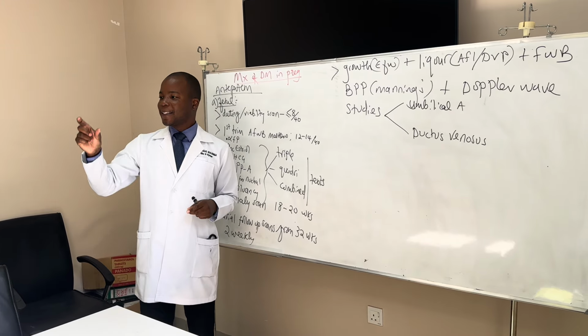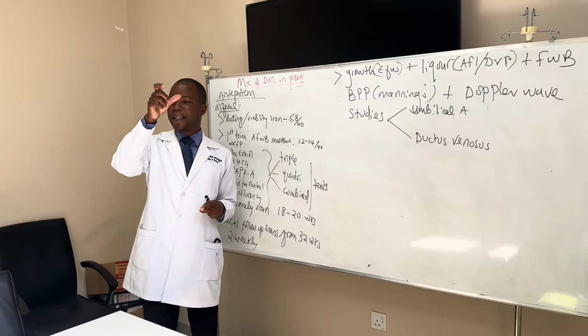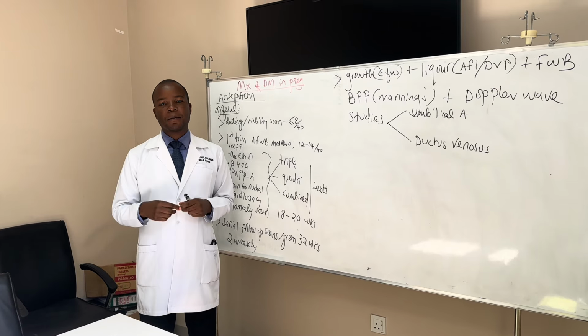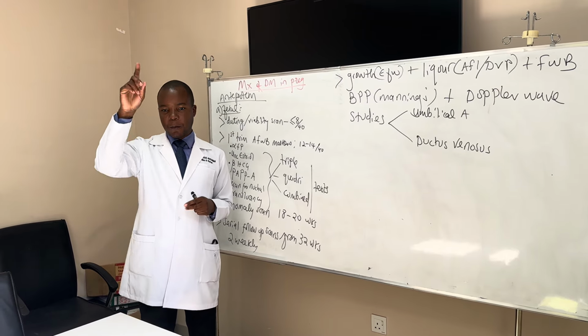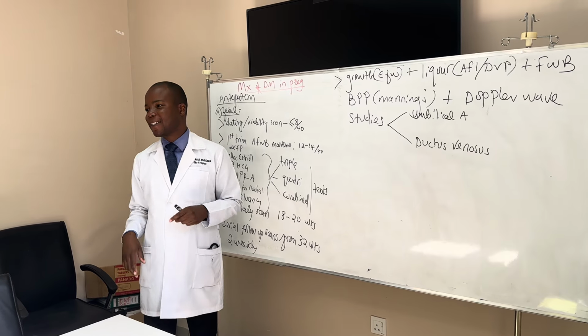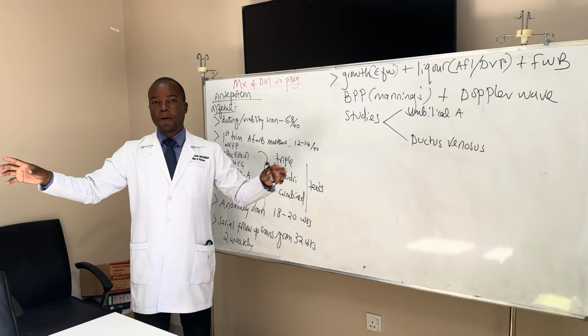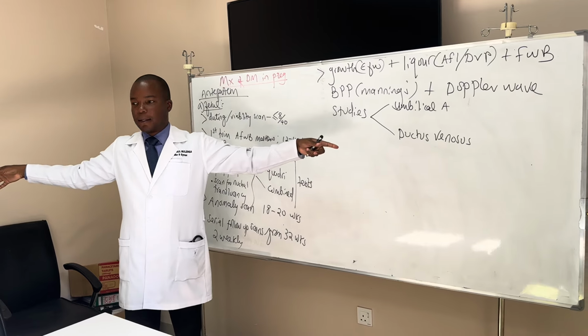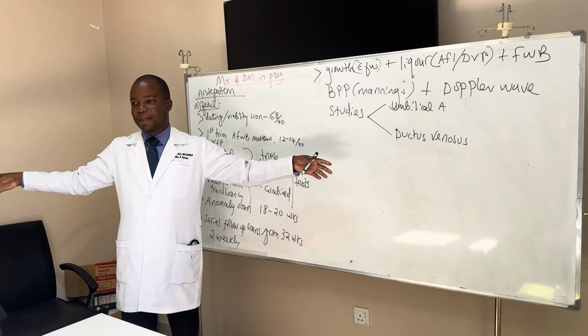Then remember the branches. We have the brachiocephalic trunk, which gives off the common carotid and the subclavian there. Then we have that other common carotid, and then the subclavian. So all these upper parts will receive enough oxygen.